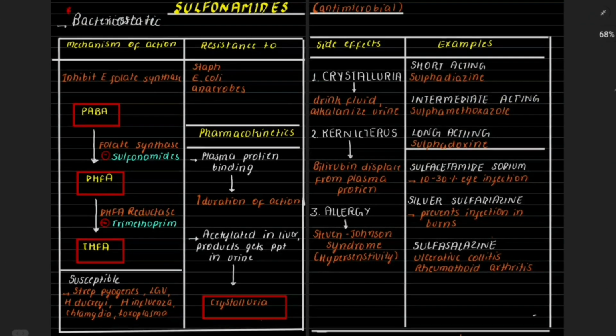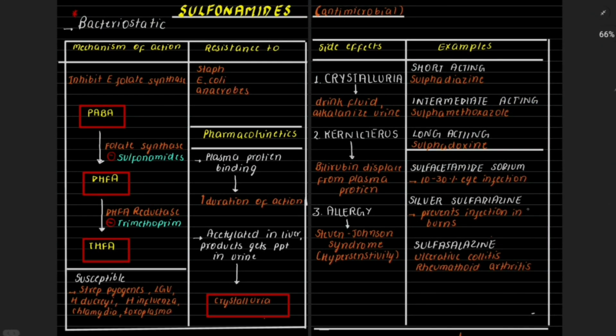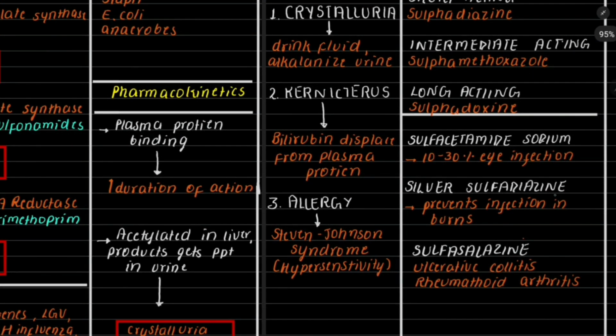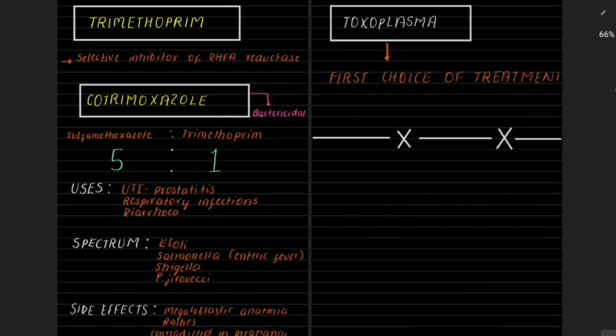Sulfonamides as a group are presently used more in local form. So here are some local forms of the drugs. Firstly, we have sulfacetamide sodium, 10 to 30% of which is used in eye infections. Then we have sulfadiazine, which prevents infection in burns. Lastly, we have sulfasalazine, which is used to treat ulcerative colitis and rheumatoid arthritis. Now, we have to talk about a few more important points about this group of drugs.